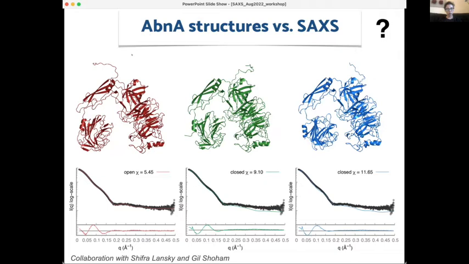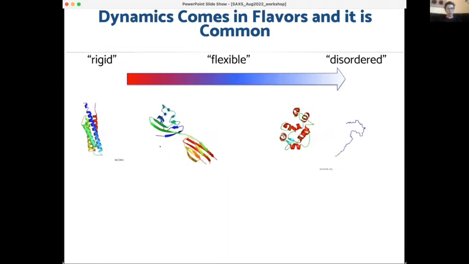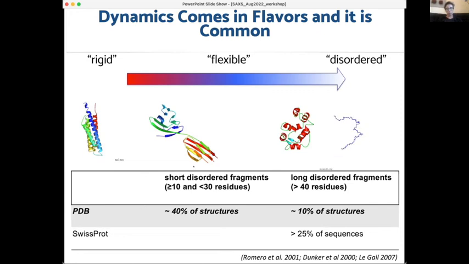Okay, so what do we do when we have something like that? What we need is to sample the different structures. And the sampling is dependent on the situation. So we can have something that is almost completely rigid and not moving, and we can have slight domain motion, and we can have a large scale domain motion. So domains can move quite a lot, and we can have completely disordered regions. And this is quite common.